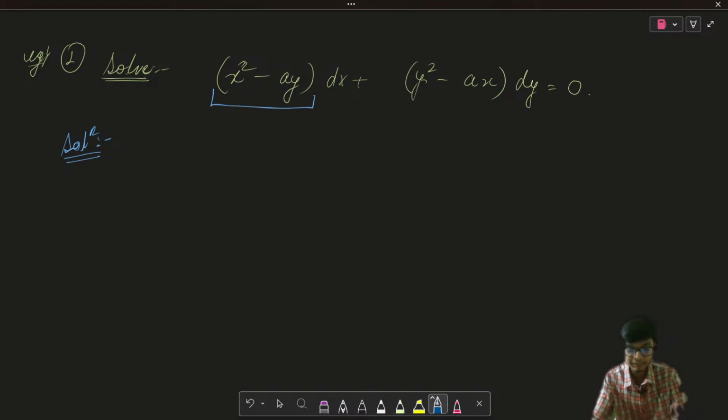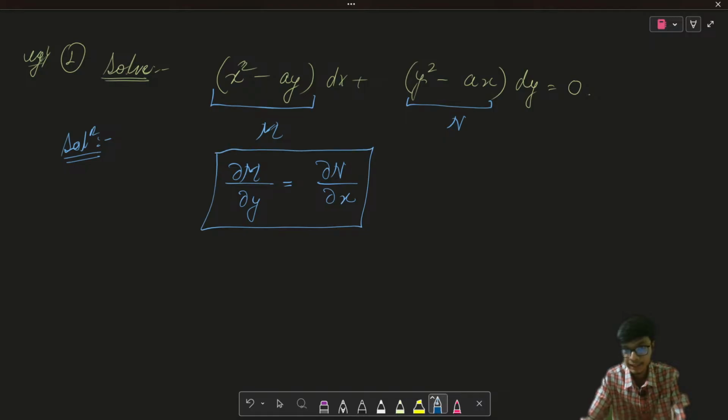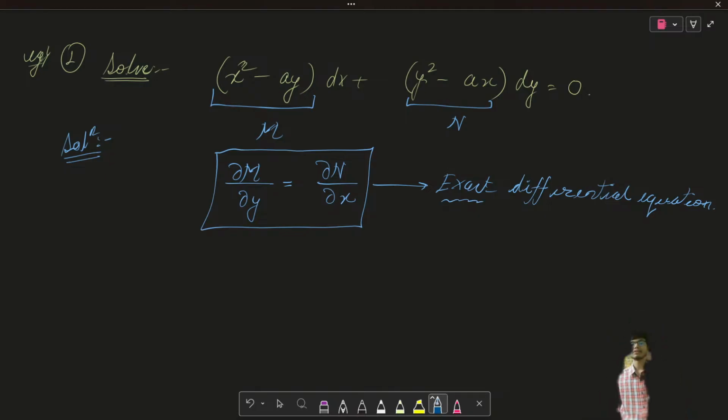Now please recall that I have represented this particular term as M and this particular term as N, right? Now I have to partially differentiate M with respect to y, and that should be equal to the partial derivative of N with respect to x. If this condition is fulfilled, then only I can say that my differential equation is an exact differential equation, right? So let me check for it.